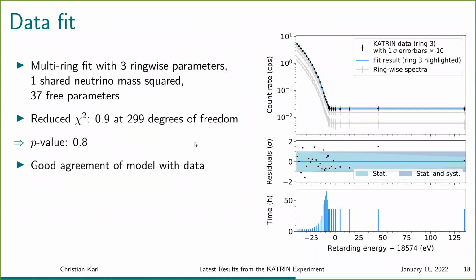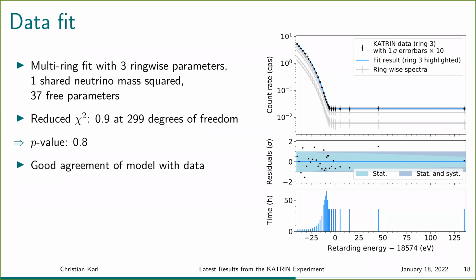Now to our data fit. As mentioned, this was this multi-ring fit with 3 ring-wise parameters where the neutrino mass was shared, and altogether we have 37 free parameters. And you can see this fit in the plot on the top right, where we highlight the third ring, which is the one with the highest statistics.